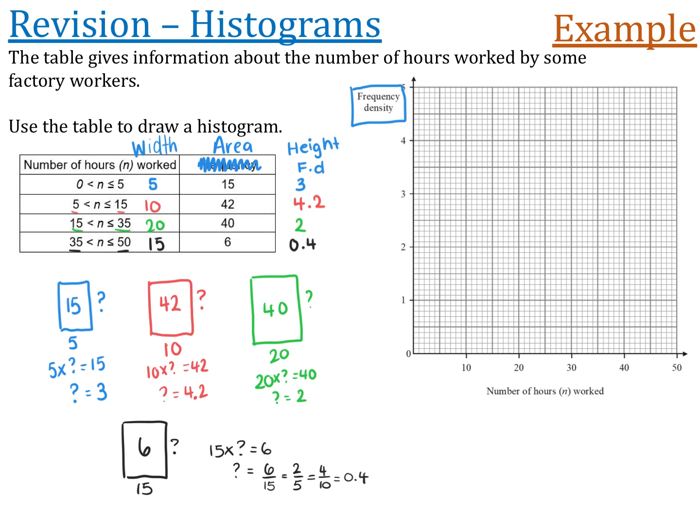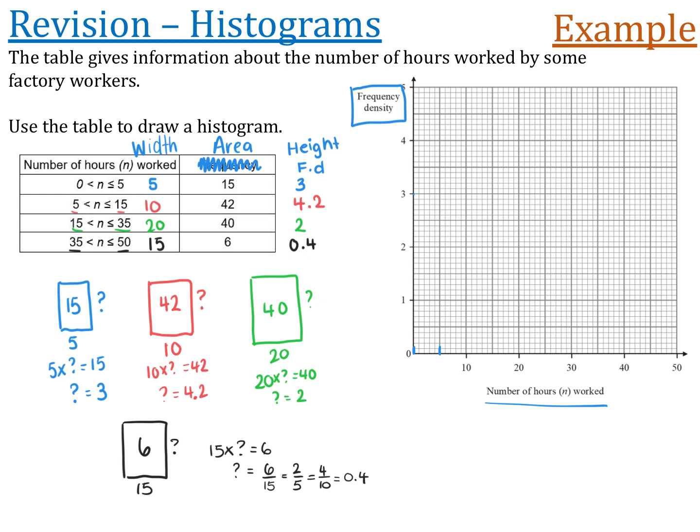And now all we have to do is draw these 4 different bars. So we're going to look at the width, and we're going to look at the height, and we're going to draw them. And you know what? We'll go ahead and color code them. So the first rectangle that I want to draw, we've got our numbers of hours down here. So our first rectangle is going to go from 0 to 5. So it's going to start here, and it's going to finish here, and it's going to have a height of 3.